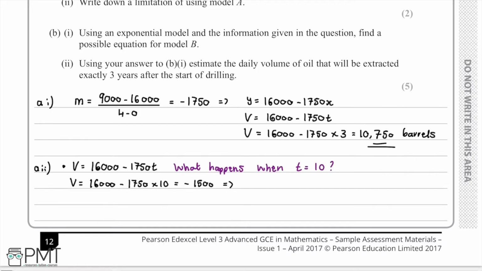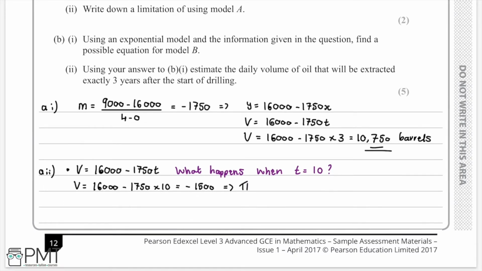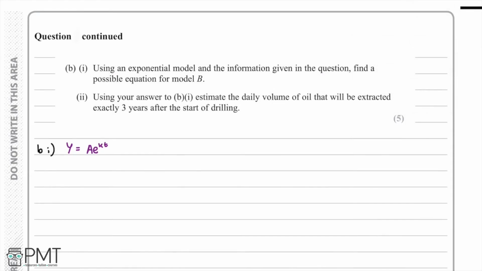But this isn't possible because we can't have negative amounts of oil. So this is impossible. So therefore we conclude that a limitation of the model is that it doesn't actually work, and it gives us an unrealistic value for the oil extracted after 10 years. So now we'll take a look at question B, part 1.